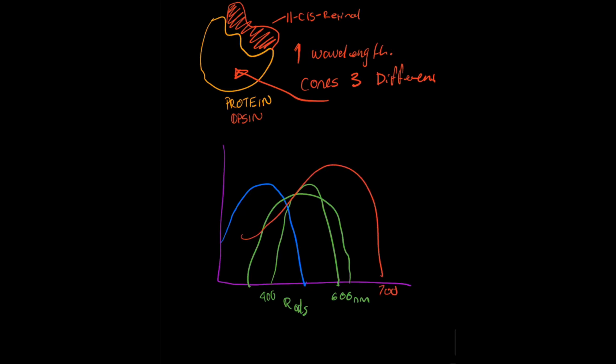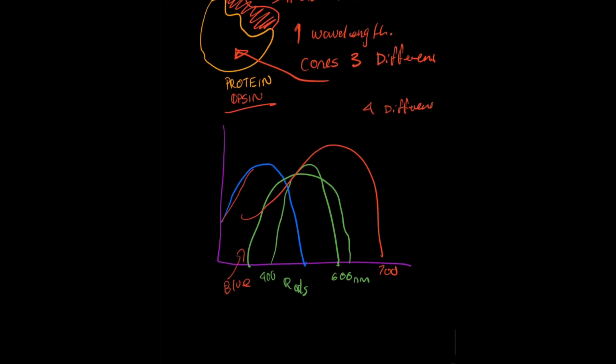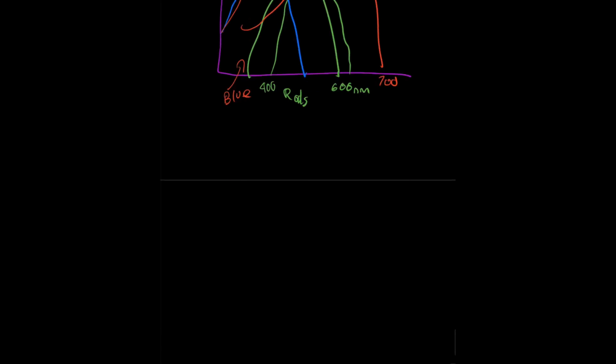And this is not an exact graph by any means, but the point I'm trying to make here is that because these have different opsins, you have 4 different opsins between the rods and the cones, and so you're going to have different wavelengths which are easiest to detect. For instance, the blue cone will really specialize in detecting blue light, and the green cone will specialize in green light. And this is really how we're able to differentiate between colors, and why the cones play such an important part in that process.